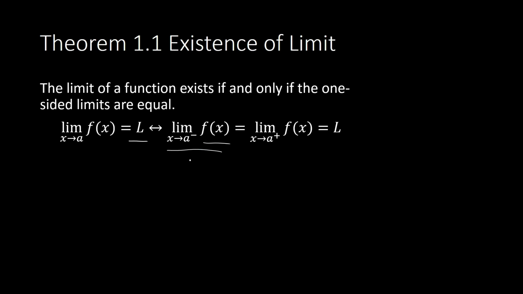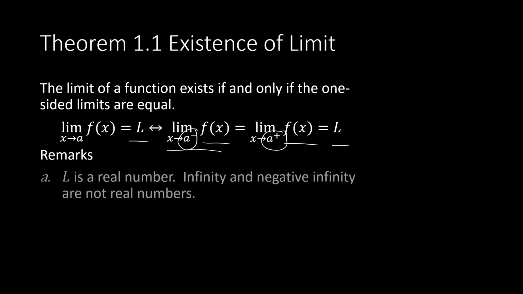of f of x as x approaches a from the left is also equal to the limit of our function as x approaches a from the right, and it is equal to the same real number L. L is a real number here. So the limit of the function, if it exists, is equal to a real number.